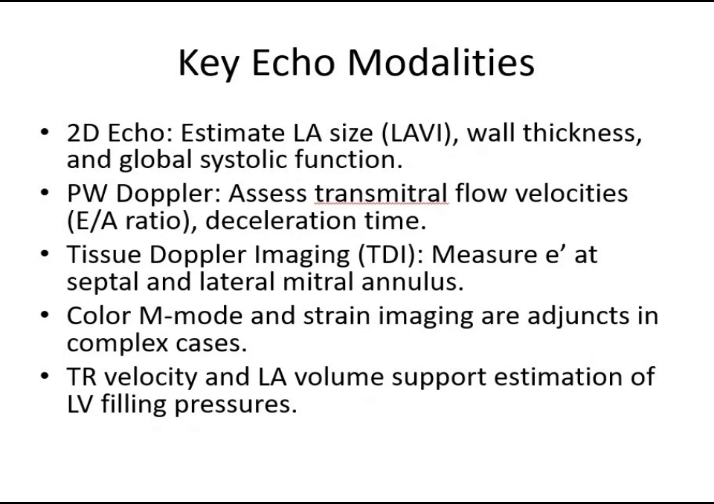When it comes to echo, we use a multi-modality approach. 2D echo helps to estimate the left atrial volume index, also known as LAVI, wall thickness, and systolic function. Pulse wave Doppler captures mitral inflow patterns, including the E/A ratio and deceleration time. Tissue Doppler imaging measures E' velocities at the mitral annulus. Other helpful tools include color M-mode, strain imaging, tricuspid regurgitation velocity, and LA volume. These support estimation of left ventricular filling pressures.